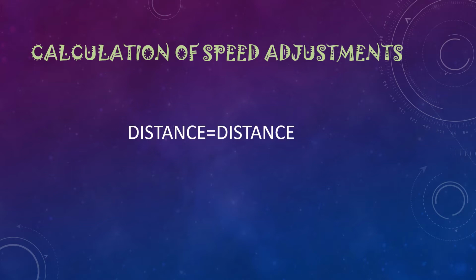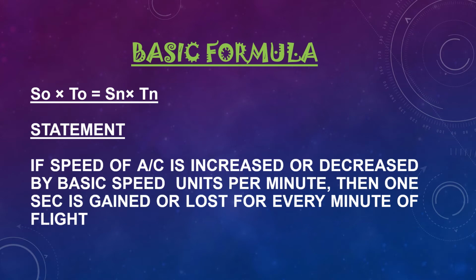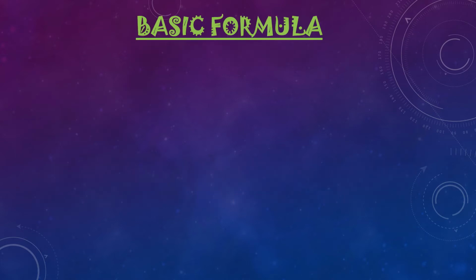As we know, the distance has been assumed to be constant, so we can say that the old speed and old time will be equal to the new speed into new time. Subsequently, these will be referred to as SO, TO, SN, and TN respectively. Another corollary to the basic formula states that if the speed of the aircraft is changed by ground speed per minute, then 1 second is gained or lost for every minute of flight. Let us see how.